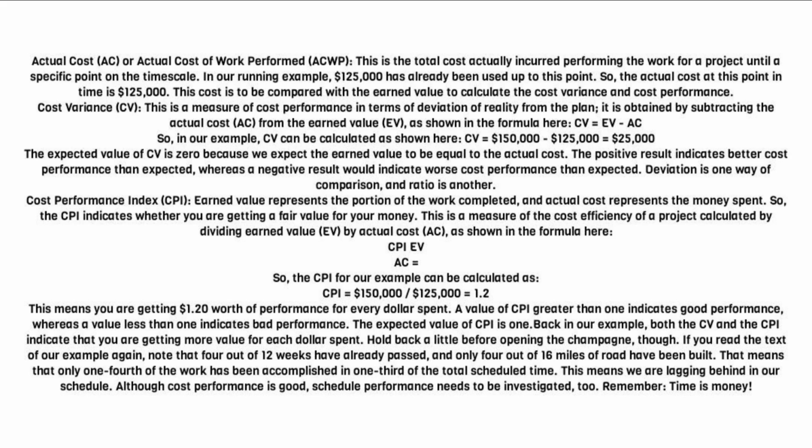So, the CPI indicates whether you are getting a fair value for your money. This is a measure of the cost efficiency of a project calculated by dividing earned value, EV, by actual cost, AC, as shown in the formula here. CPI equals EV / AC. So, the CPI for our example can be calculated as CPI equals $150,000 / $125,000 equals 1.2. This means you are getting $1.20 worth of performance for every dollar spent.